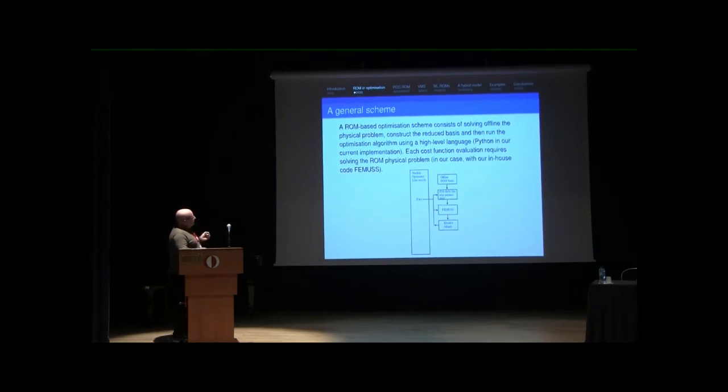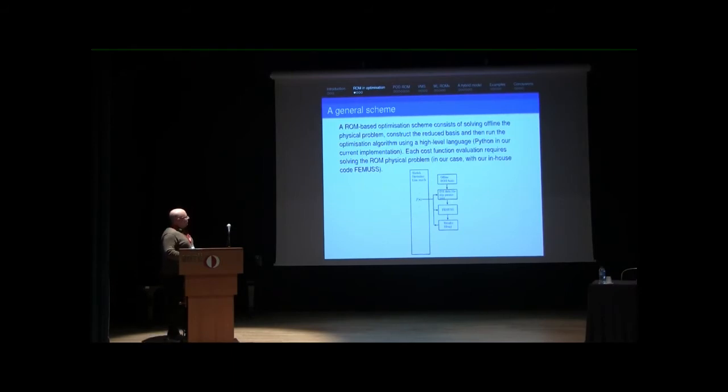The idea is that you can use a high-level language for the optimization. Here I said MATLAB, but in our current implementation we are using Python. So you have a high-level language in which you code the optimization scheme, the optimization algorithm. And then when you have to evaluate the cost function, which is the really expensive step, then you call your computing code, let's say your compiled code. And that compiled code, in our case it's called FEMUS, it's our in-house code.